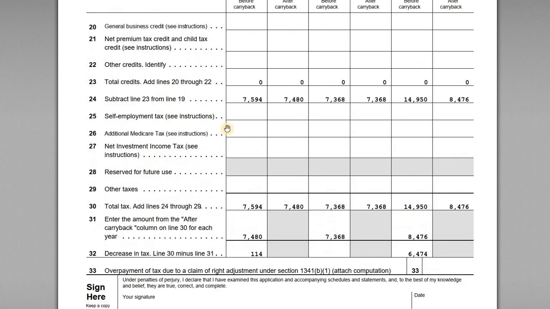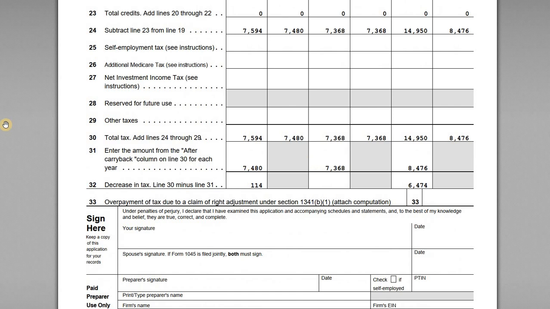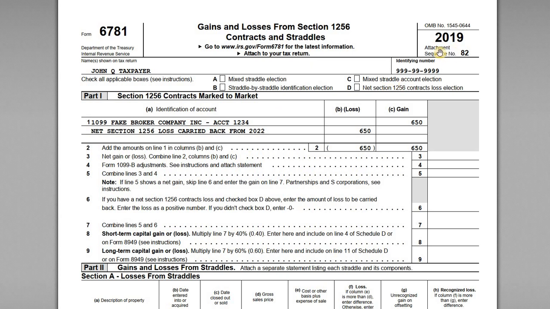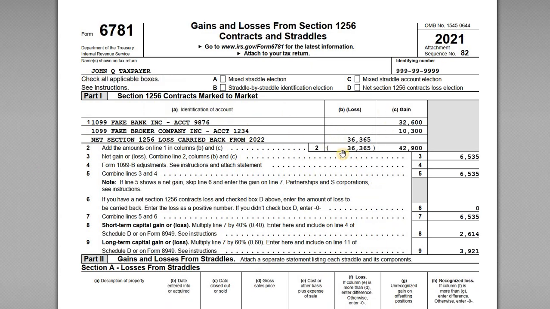Now, as far as what else should be included with the 1045, at a minimum, you should include schedules that show the changes in the 6781s, right? So, like in this 1045, we would attach the 2022 6781. We would include the changed 2019 showing the carryback. Do the same for 2021. You should also include schedules that show the decrease or the computation of the decrease in tax.